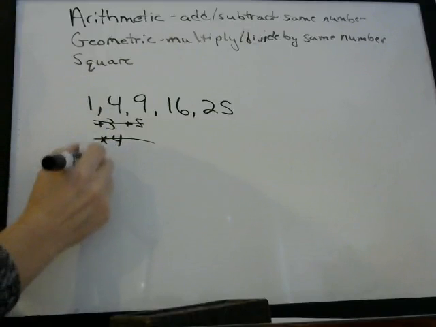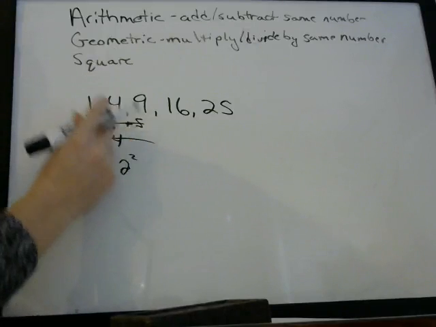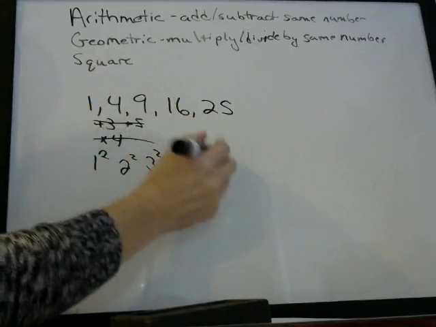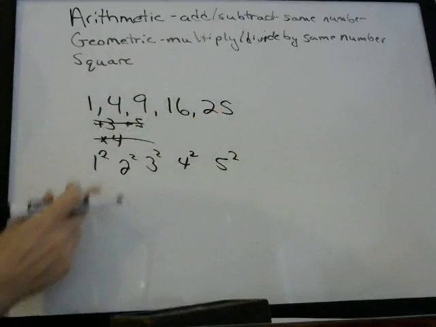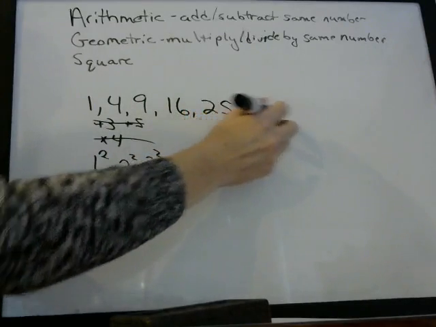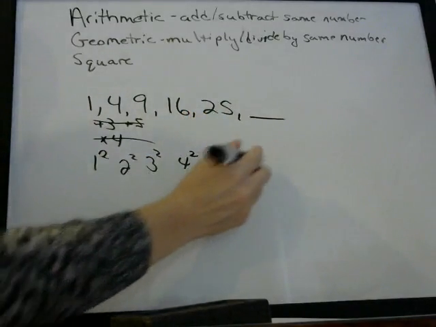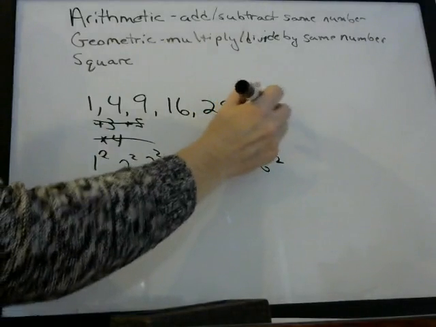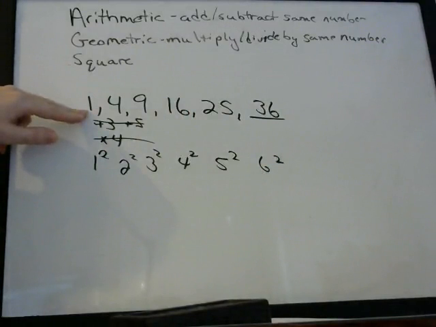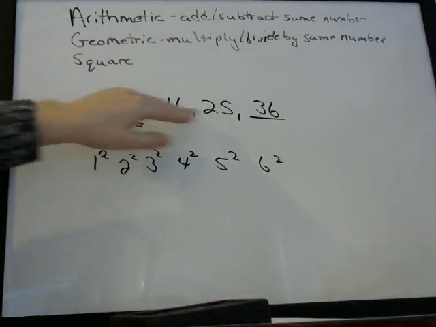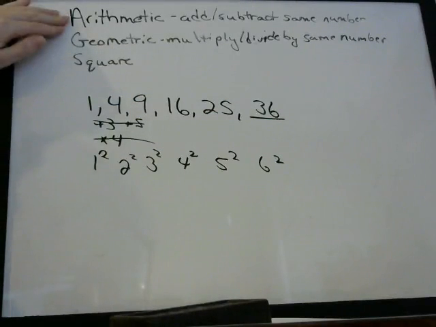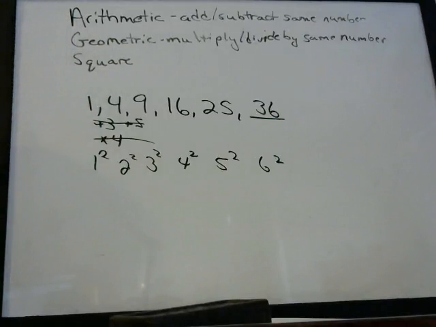Well, this is 1 squared is 1, 2 squared is 4, 3 squared is 9, 4 squared is 16, 5 squared is 25. So all they're doing is taking 1, 2, 3, 4, 5 and squaring it to get the next number in the sequence. So the next one would be 6 squared, or 36. So just be aware that they might have this type of a sequence where they're squaring the numbers to get the number in the sequence. So if they're arithmetic, geometric, or square, that's pretty straightforward.